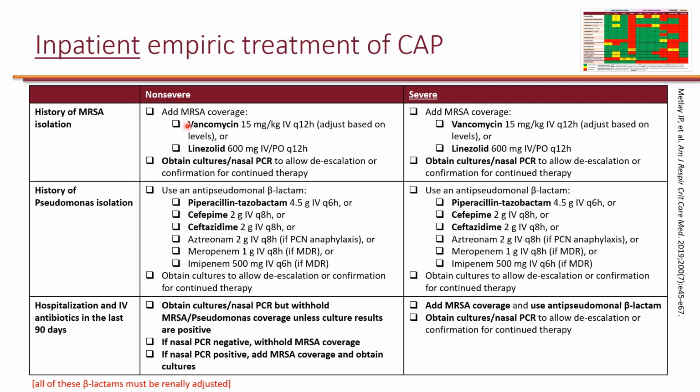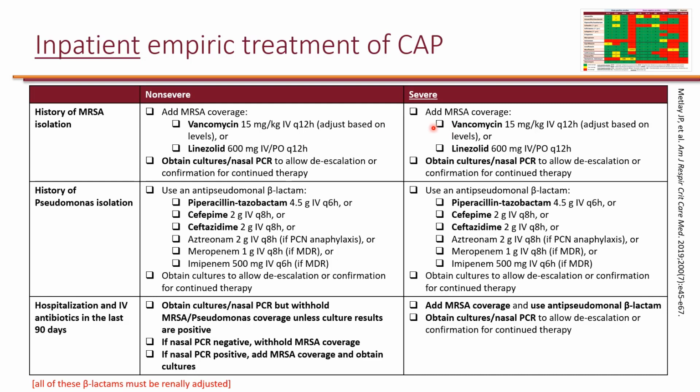Now, they also say that since you are adding MRSA coverage, it's also important to make sure that you obtain cultures, so sputum culture, as well as MRSA nasal PCR, in order to de-escalate therapy, meaning that if you don't grow MRSA, you will discontinue vancomycin or linezolid. Or if you do grow MRSA on the culture, or if the nasal PCR tests positive for MRSA, then you know that you did the right thing and you will continue therapy.